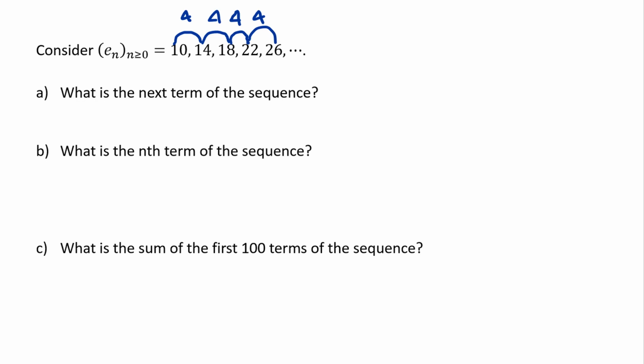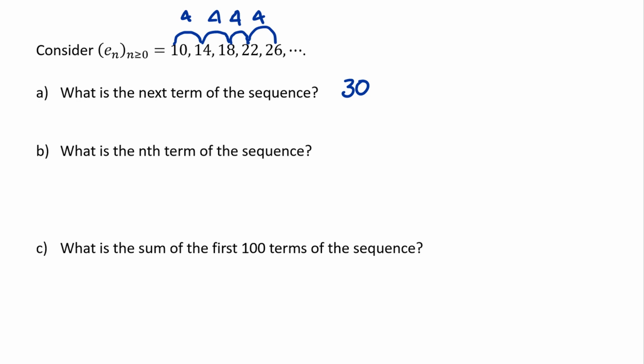When the gaps are consistent like that, we are dealing with an arithmetic sequence, and that difference is called the common difference. Now, the next term of the sequence, assuming the pattern continues as is, we add 4 to 26, and that would be 30.